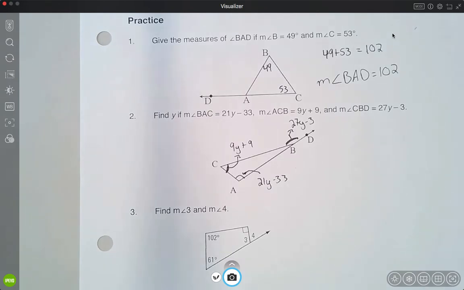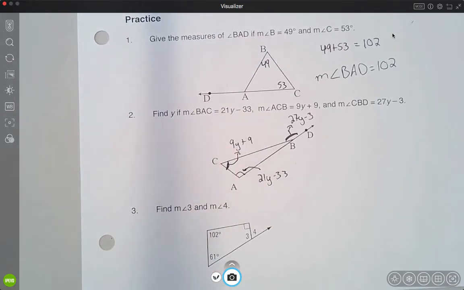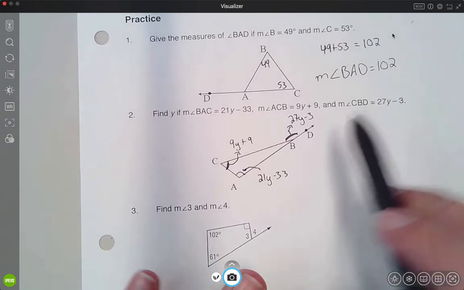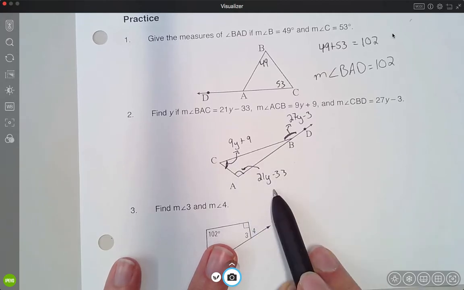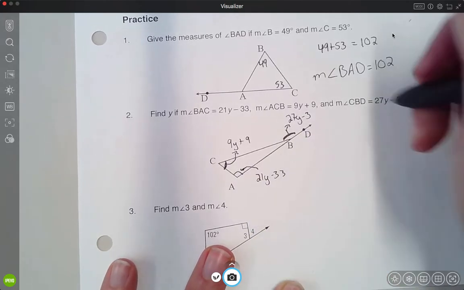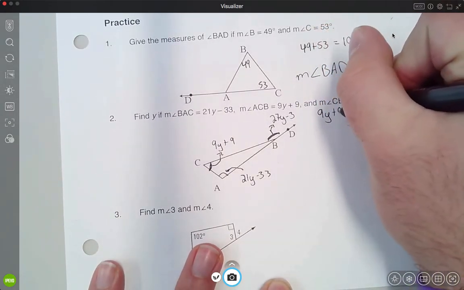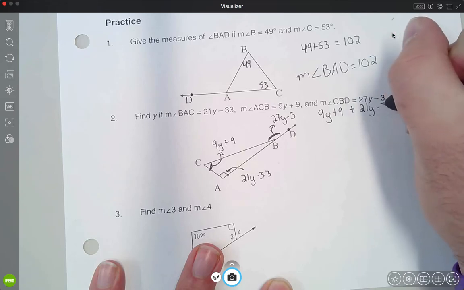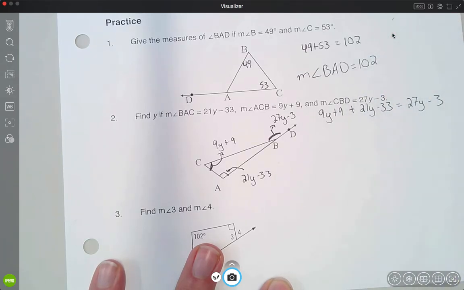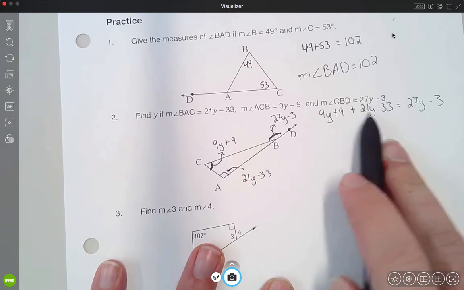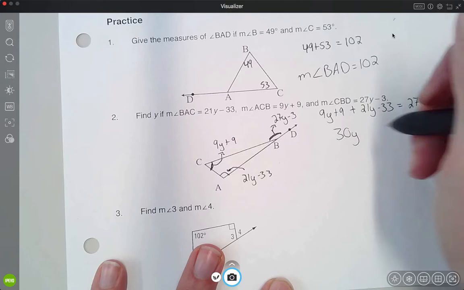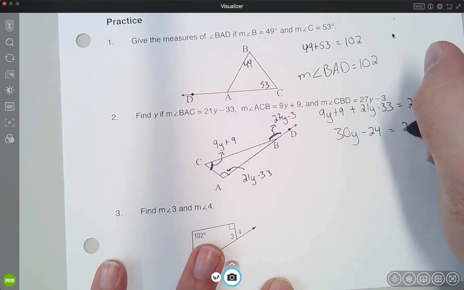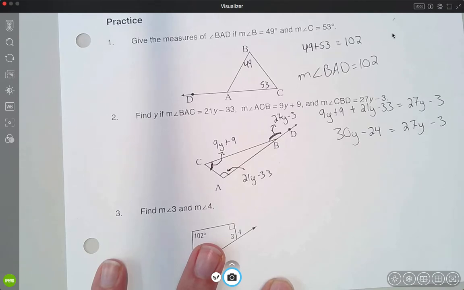Now, if I wanted to try and find y, which is my goal here, I need some sort of equation to solve for y. So what I know is that my exterior angle is going to equal my other two together. So that's going to be my 9y plus 9 and my 21y minus 33 added together equals 27y minus 3. So I'm going to go ahead and write that over here on the side: 9y plus 9 added to 21y minus 33 has to equal 27y minus 3. Now I can combine some terms. So I'm going to combine my y's on the left-hand side: 9y and 21y gives 30y. I'll also combine the 9 and the negative 33 to give me a negative 24, which is still equaling 27y minus 3.